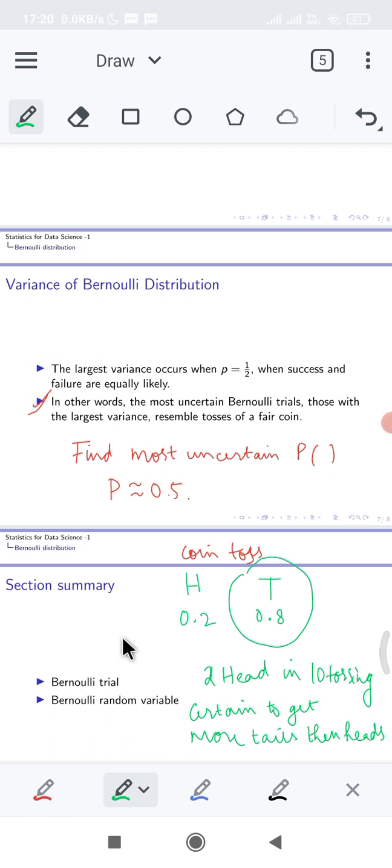But if the probability is close to 0.5, it is uncertain if we will get more tails or more heads, or what will be the majority outcome. So in that case, we can say the closer the probability is to 0.5, the more uncertain the trial would be.